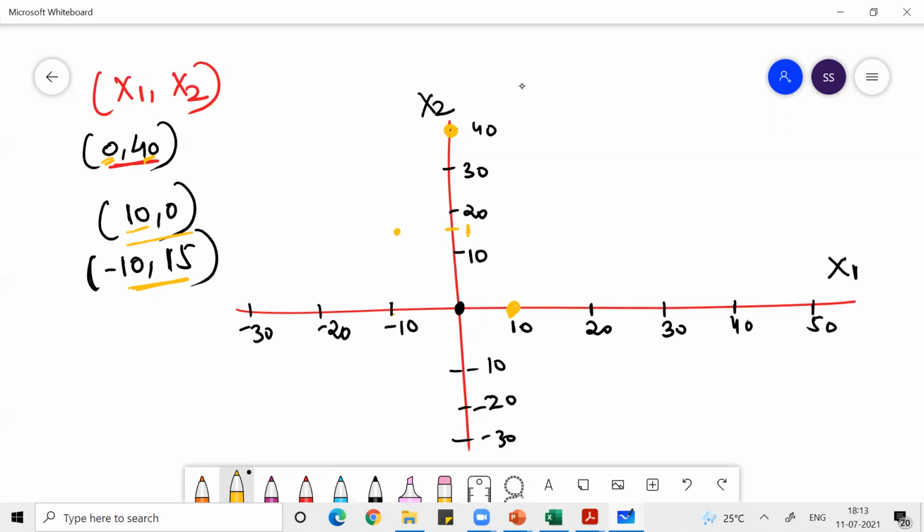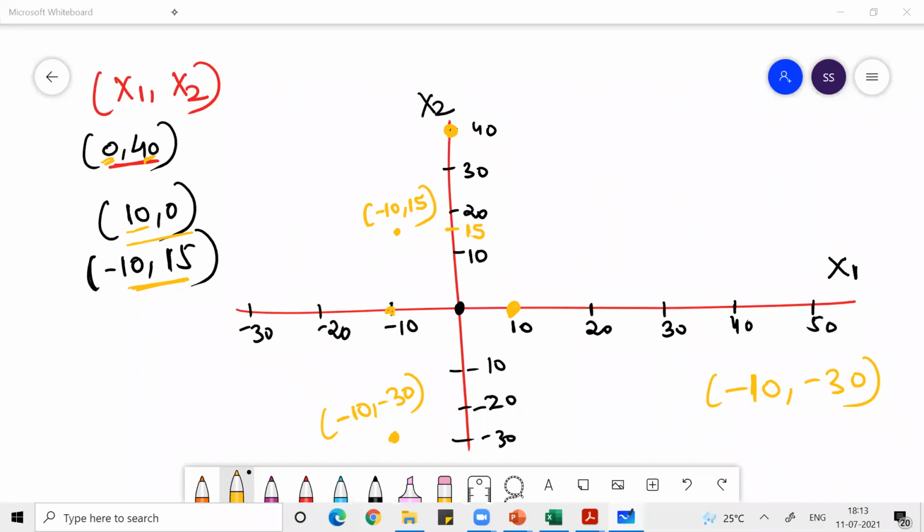I hope you understand me. So this would be your point, minus 10, 15. If I say minus 10, minus 30, it means x1 is minus 10, x2 is minus 30. This is that point, minus 10, minus 30. Done. Anyone, any doubt? Please ask me your doubts.